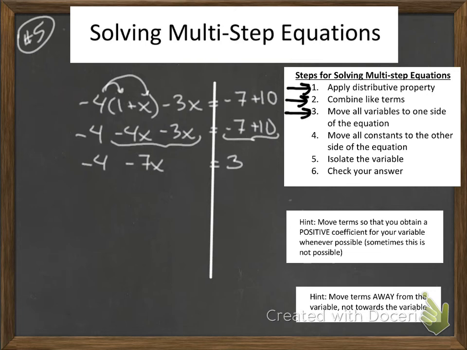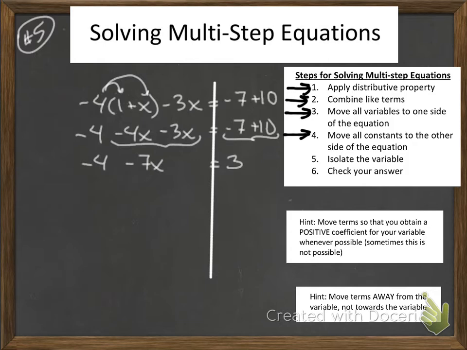So now I need to move all the variables to one side of the equation. Well, there's only one variable term, in other words, one term that contains a variable, and that's negative 7x. So I don't really need to do this step. Now I want to move all the constants, in other words, the terms that don't contain a variable, to the other side of the equation.